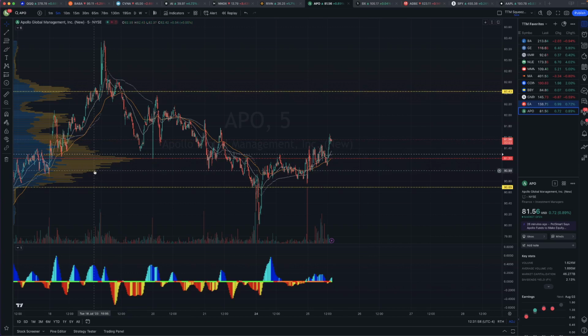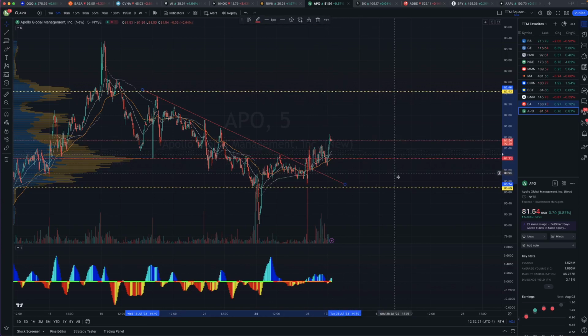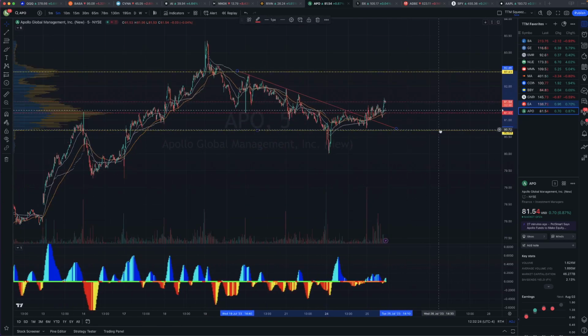Yeah, I like that a lot because we've also kind of broke, basically formed kind of an inverted head and shoulders. I'd like to see a retracement back to that point of control level and or this lower support level for an entry, but I do like APO. I'll be keeping that one closely on watch.